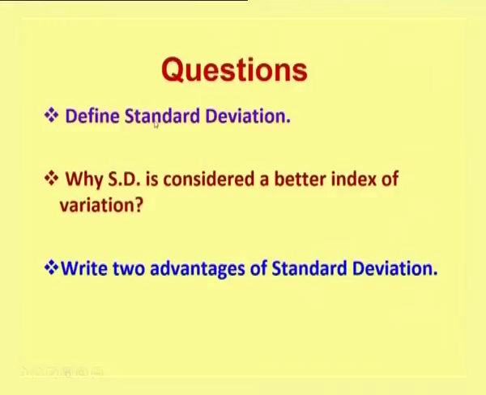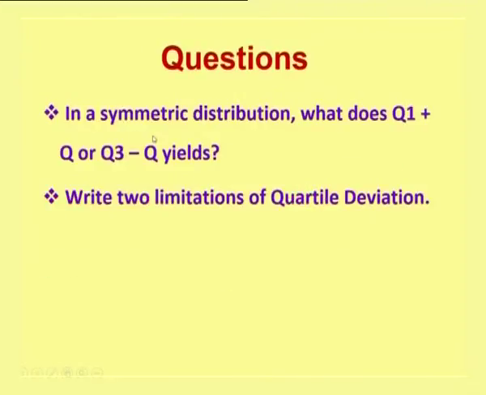Now, let us have some questions. The first question: define standard deviation. The second question: why is standard deviation considered a better index of variation? The third question: write two advantages of standard deviation. The fourth one: in a symmetric distribution, what does Q1 plus Q or Q3 minus Q yield? And the last question: write two limitations of quartile deviation.